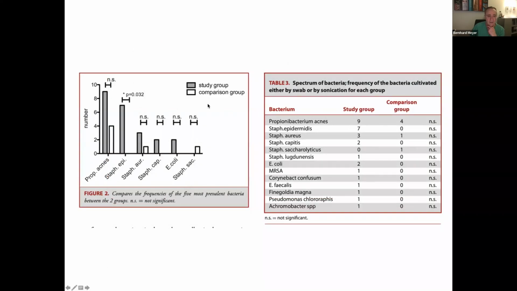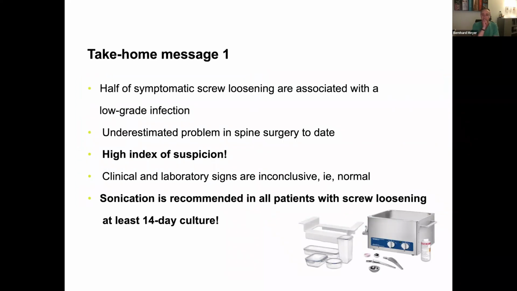And then you see, we found the usual suspects of mostly Propionibacterium or Staph epidermidis, and maybe some others. So my first take-home message is that roughly half of your symptomatic screw loosenings that you will see are associated with a low-grade infection, and it is still underestimated up to today.